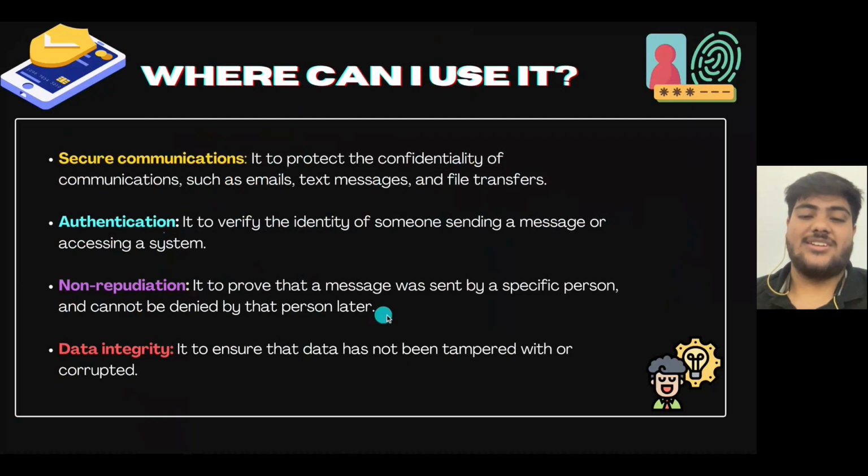Non-repudiation: to prove that a message has been sent by a specific person and that person cannot deny it later. Suppose someone sends a message and it later comes up in a legal case, and they try to deny it. Non-repudiation makes it clear that no one can deny it, because only that person could have sent that message, and so the sender cannot deny it. Cryptography is involved in this. And data integrity: to ensure that the data is not tampered with or corrupted.